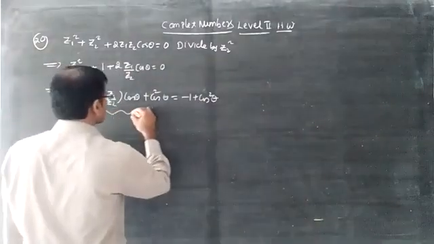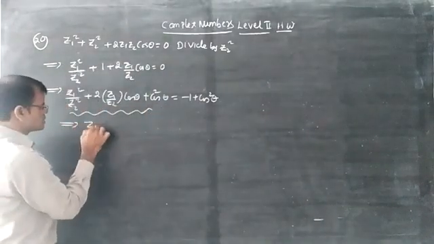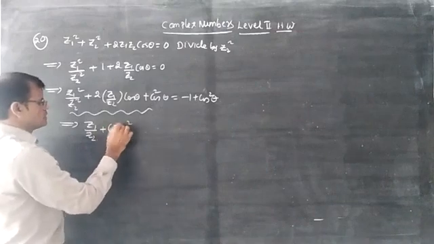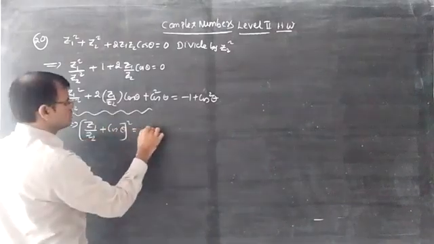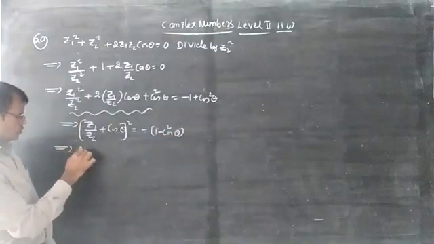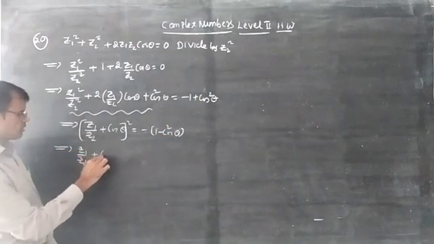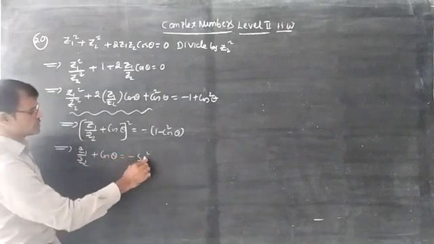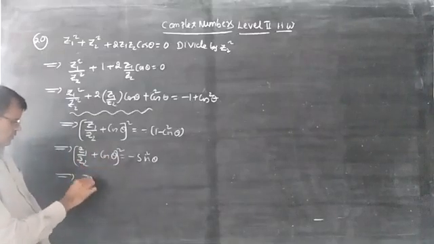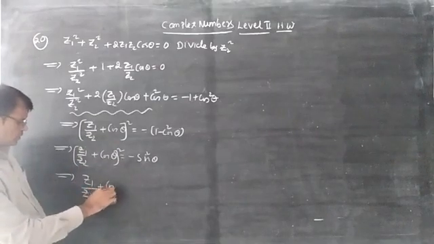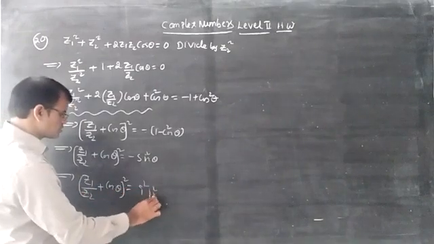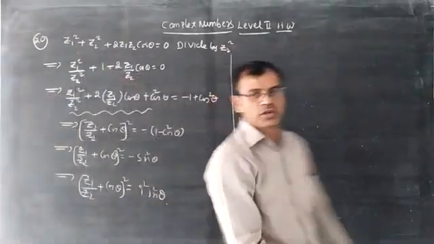Now this is of the form a square plus 2ab plus b square. So you can understand this is Z1 by Z2 plus cos theta whole square, is equal to minus taken common. Within the brackets you can write 1 minus cos square theta. So Z1 by Z2 plus cos theta whole square is equal to minus sin square theta, which is I square into sin square theta.